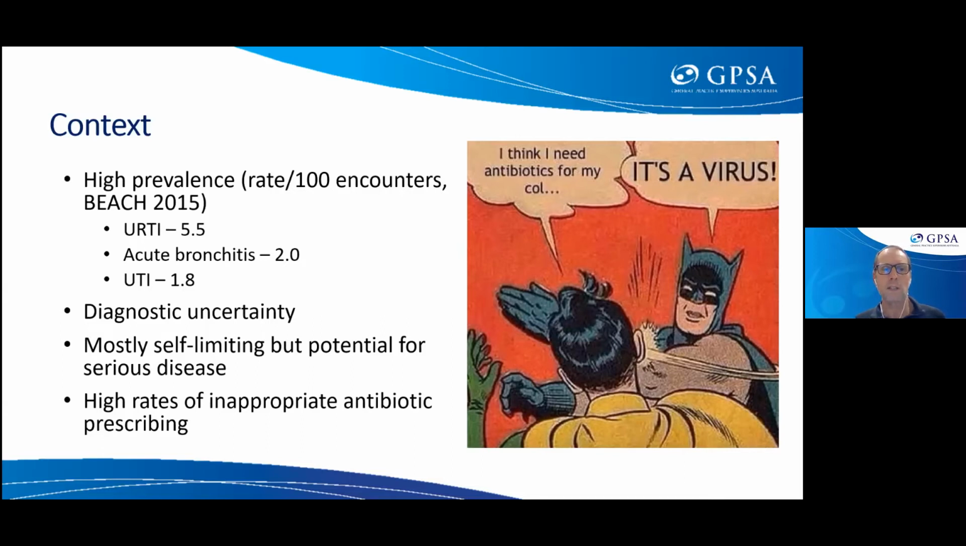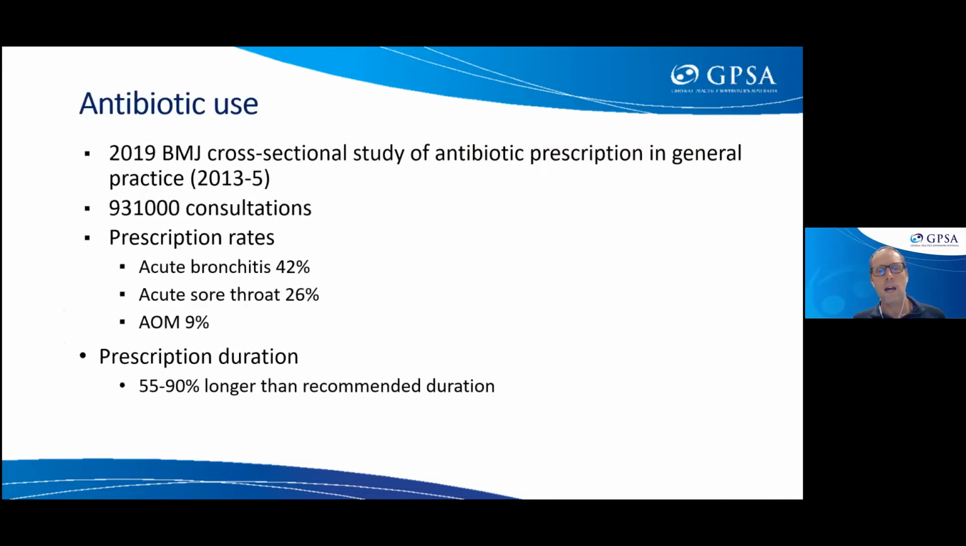have these very common infective presentations. There's diagnostic uncertainty. Many of these things are clear-cut, but others not, and there's a real nervousness about missing something more serious. Josh will be talking a lot about natural history and how these infections will manifest. Yes, there's potential for serious disease, but mostly they're self-limiting. And underpinning this talk is our critical role in contributing to antimicrobial stewardship and minimizing inappropriate antibiotic prescribing.